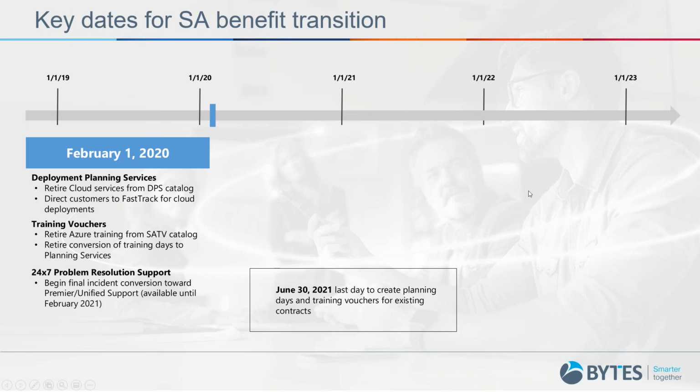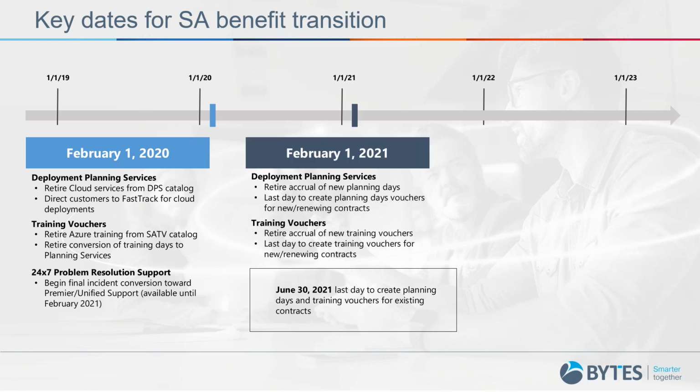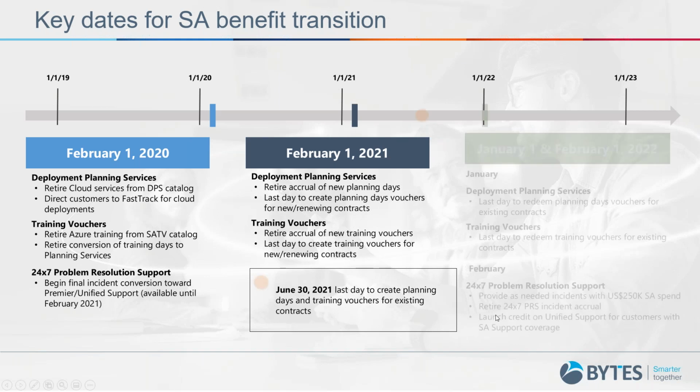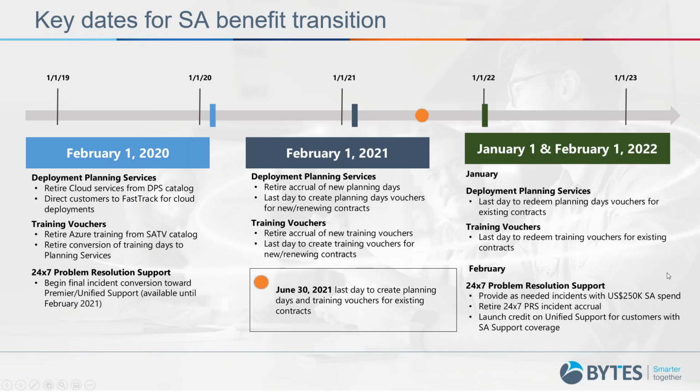So if you look at the dates, you can see that as of today, only existing customers whose agreement started prior to February 2021 will have access to DPS days and training vouchers. And if they purchase additional licenses, it won't accrue any additional days. A couple of important dates here. One of them is June 30th, 2021.